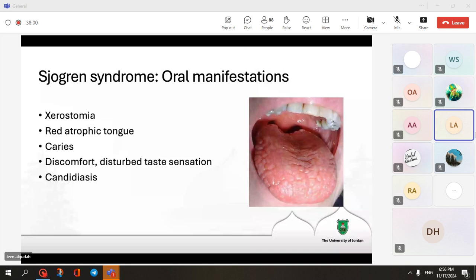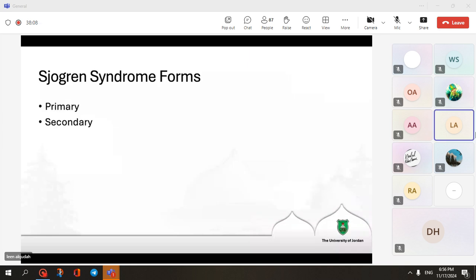And of course, if you have a dry mouth, you don't have enough saliva that washes off the microorganisms, you will develop candidiasis. Now, the Sjogren forms usually is either primary or secondary. This is a quick revision for your information from first and second year. كلكم تعرفوا primary is basically there's no underlying systemic disease. It's just Sjogren syndrome لحاله.